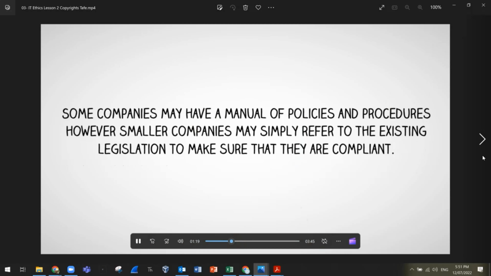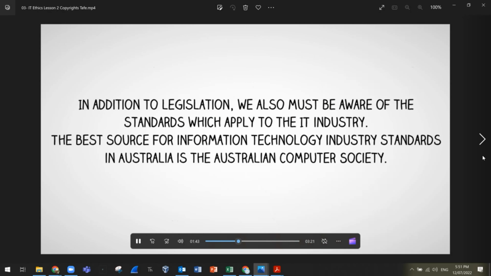Some companies may have a manual of policies and procedures. However, smaller companies may simply refer to the existing legislation to make sure that they are compliant. In addition to legislation, we also must be aware of the standards which apply to the IT industry. The best source for information technology industry standards in Australia is the Australian Computer Society, ACS.